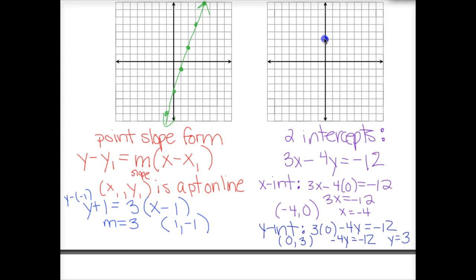So then I can just plot those two ordered pairs. On these ones, you do not have to continue the slope off the page if you don't want, because I can see your intercepts there. So you can just connect the dots there.